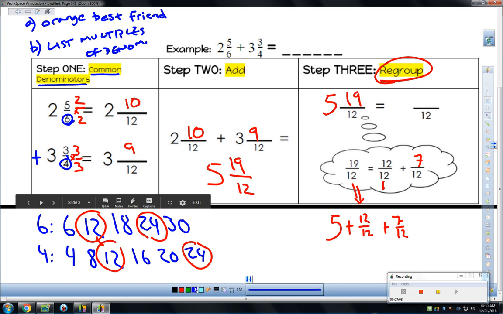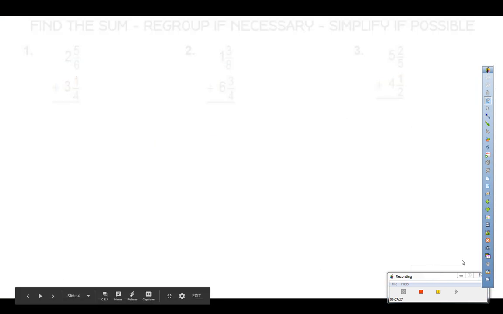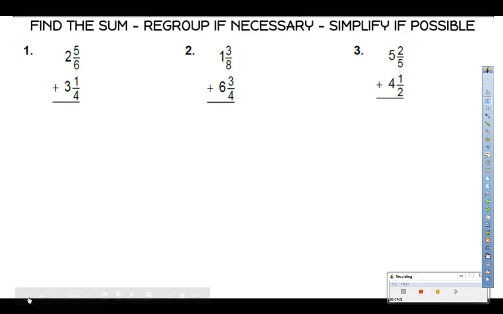Well, we know that the same number top and bottom, right, makes 1 whole. And so 5 plus 1 gives me 6 and 7 twelfths. Let's try one more. Possibly. One more together, and then I'll let you try 2 on your own.